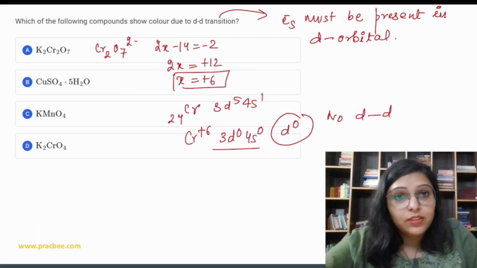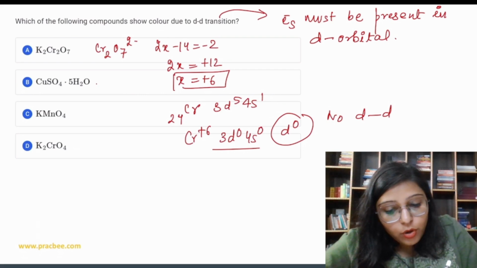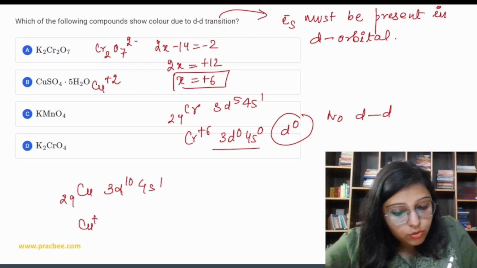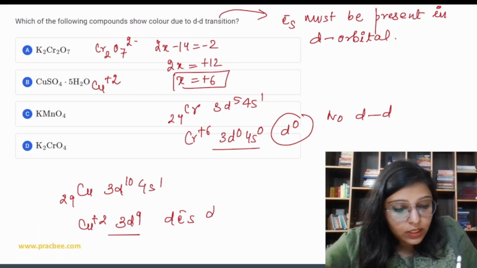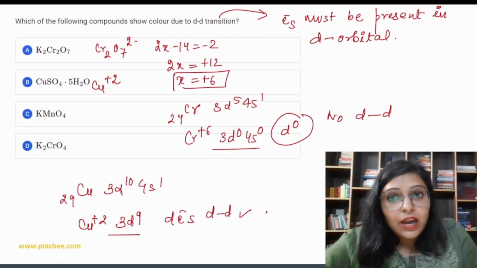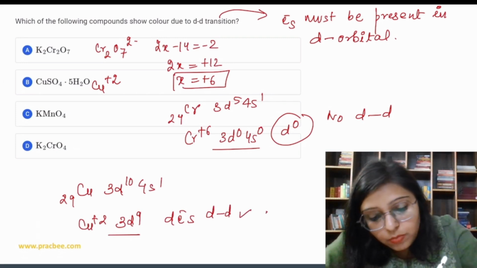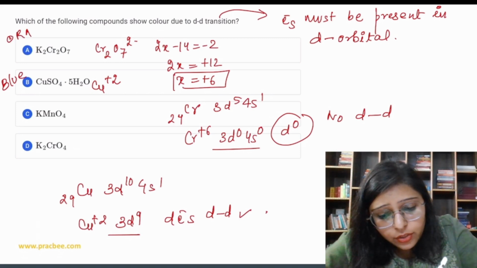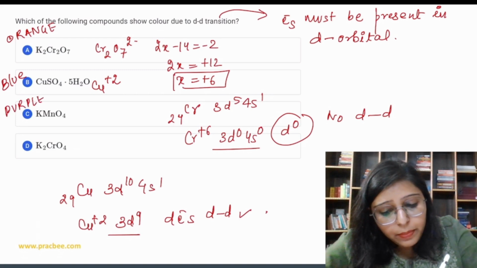Check for copper sulfate. Here copper is in plus 2 oxidation state. Copper is 29, which is 3d10 4s1. Now copper plus 2 has 3d9, so here we have d electrons. So d-d transition is possible, and we know that the color of copper sulfate is blue. Potassium dichromate color is orange. Color of KMnO4 is purple or magenta pink.